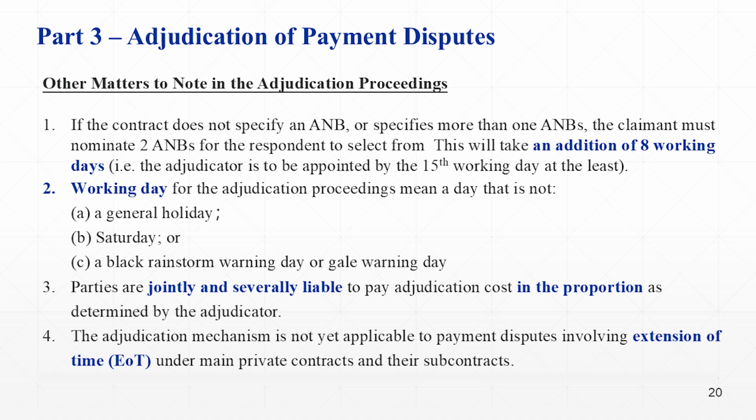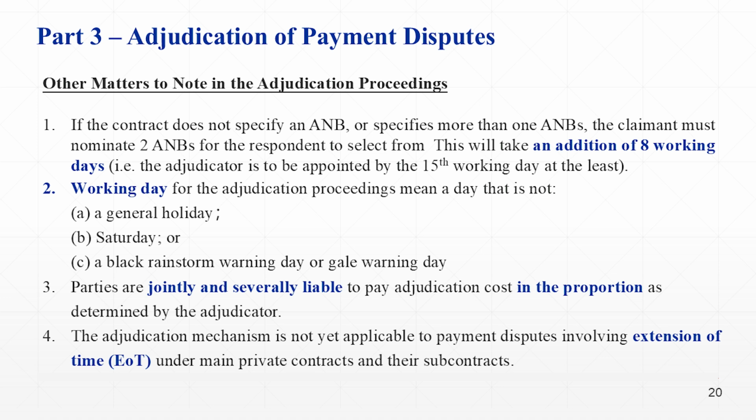Other matters to note for adjudication proceedings include, first, if the contract does not specify an adjudicator nominating body, or specifies more than 1 adjudicator nominating body, the claimant must nominate 2 adjudicator nominating bodies for the respondent to select from. This will take an additional 8 working days, that is, the adjudicator is to be appointed by the 15th working day at the latest. Second, a working day for the purpose of the adjudication proceedings means a day that is not a. a general holiday, b. Saturday, c. a black rainstorm warning day or gale warning day.